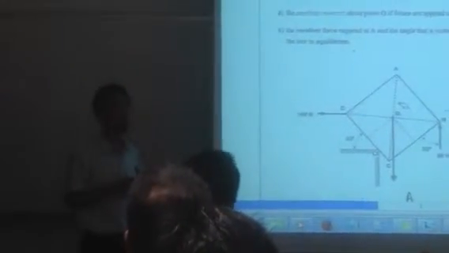Because it's already in Newton. It weighs 1,000 Newton already. Normally they'll give you kg. If it weighs 10 kg, you must times 9.81 to get Newton. Can I? Okay, now, okay.